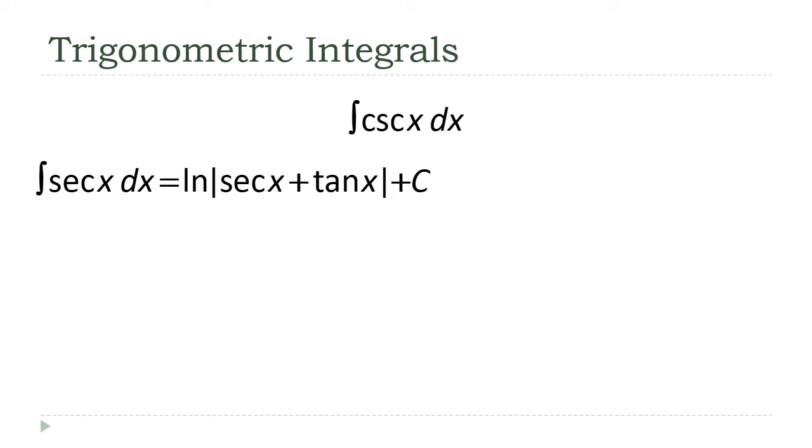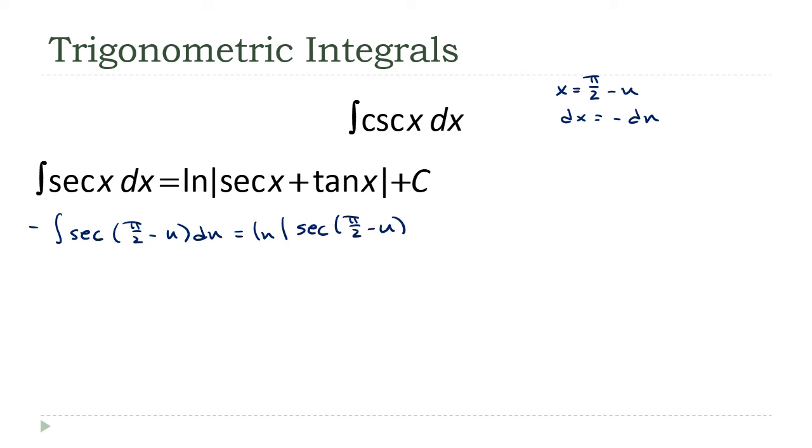So this is the last one here. I want to find the integral of the cosecant of x, and I'm going to do the same thing that I did with the cotangent. I'm going to let x equal pi over 2 minus u. So dx is negative du. And if I make these substitutions, this is negative integral secant of pi over 2 minus u du equals the log absolute value secant of pi over 2 minus u plus tangent of pi over 2 minus u plus a constant.